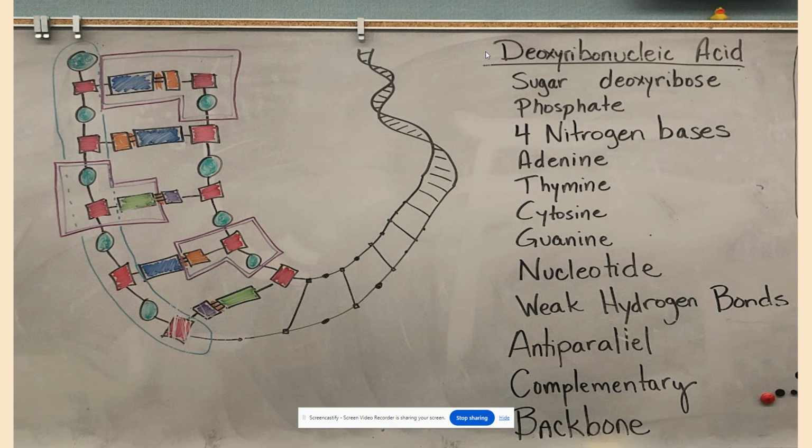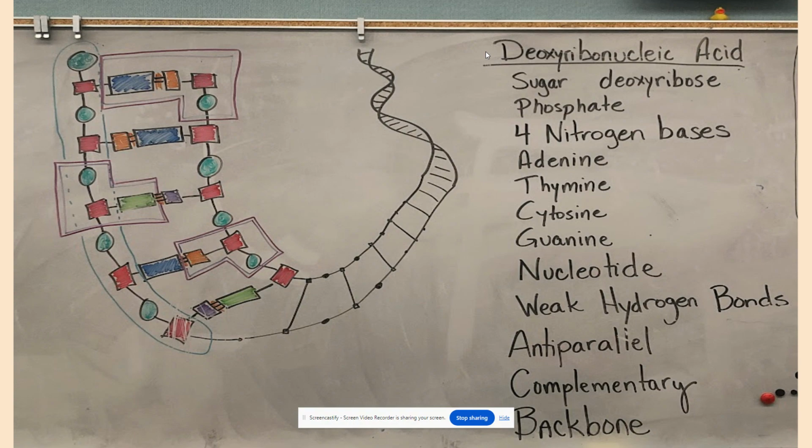And the last term is a backbone. The backbone, or the sides of the DNA molecule, are the sugar phosphate, sugar phosphate, sugar phosphate on one side, and then on the other side, it's also a phosphate sugar, phosphate sugar, phosphate sugar. The reason I'm saying that differently, left side, right side, is because DNA's nucleotides are antiparallel.